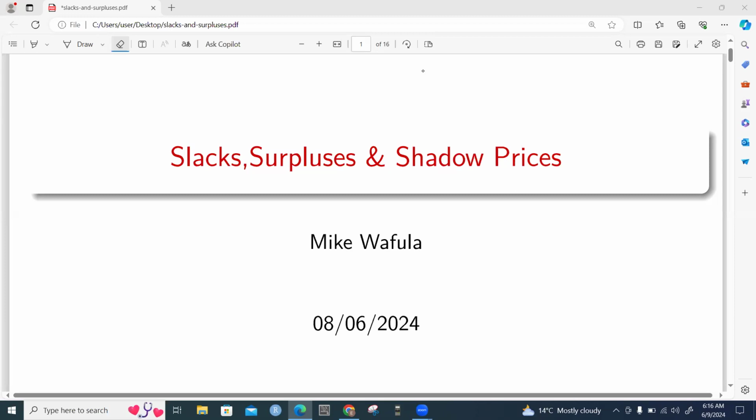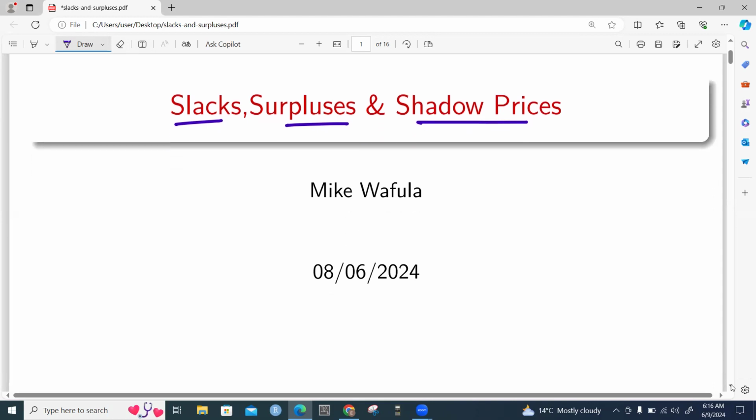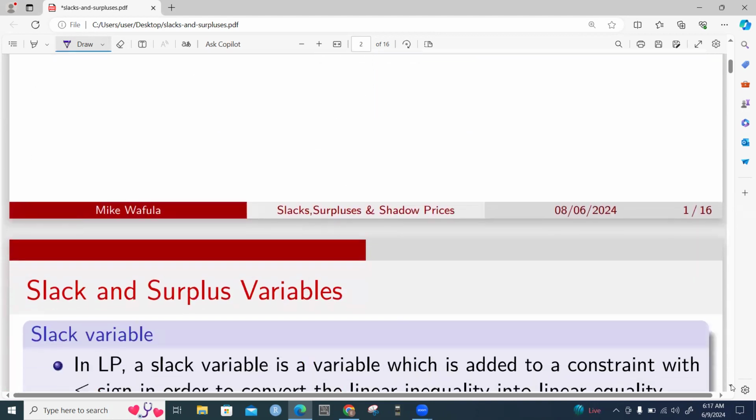Today we want to look at the concepts in linear programming, special concepts in linear programming. And these concepts are the slacks, the surpluses, and the shadow prices. And we want to look at the differences between these concepts and how we can actually compute them in a linear programming problem.